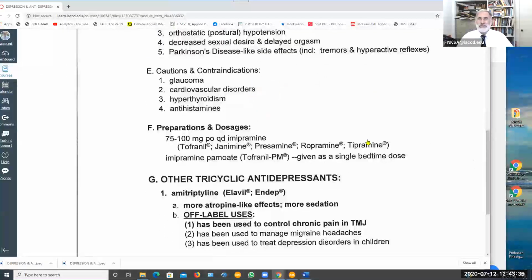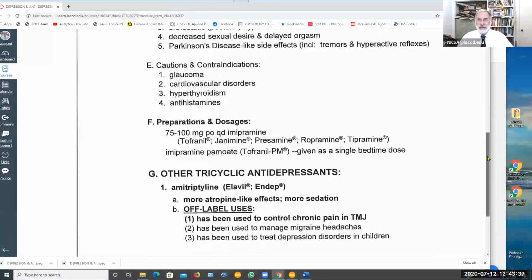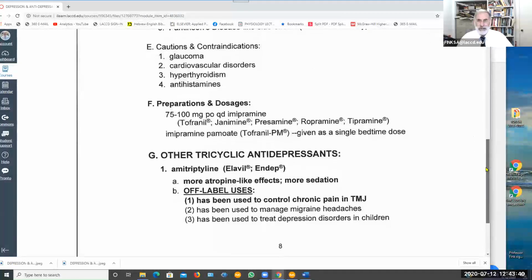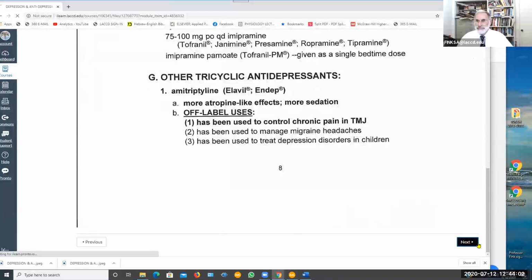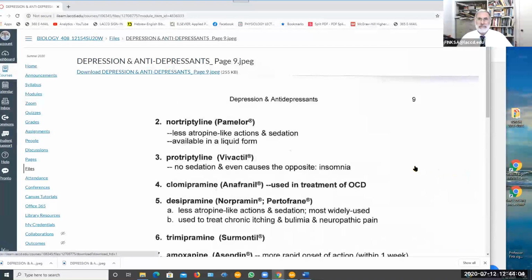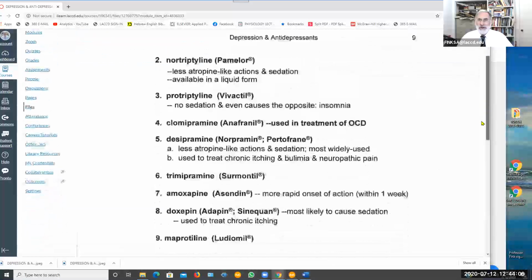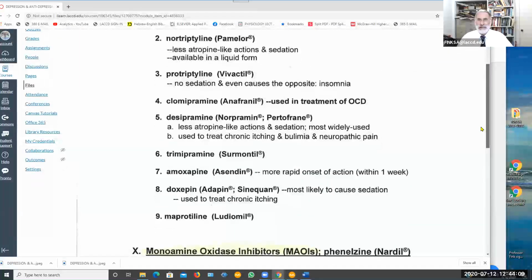There are some other adverse effects caused by tricyclic antidepressants, but I'm not going to test you on them. There are many other tricyclic antidepressants. We're not asking you to know the names. And again, they have other off-label uses, for the treatment of chronic pain and TMJ. They're used in the management of migraine headaches and for other purposes as well. Here we've got some other tricyclic antidepressants listed.